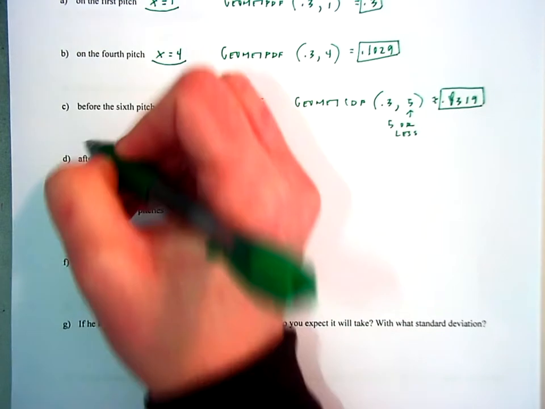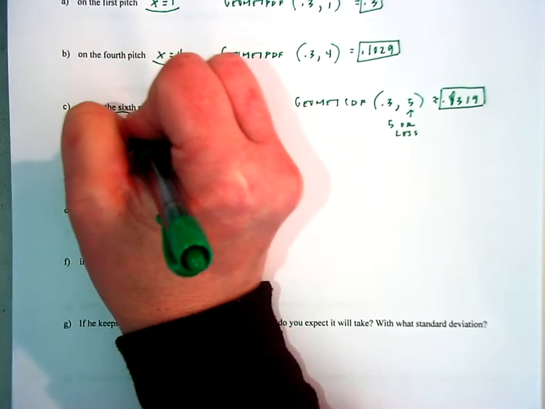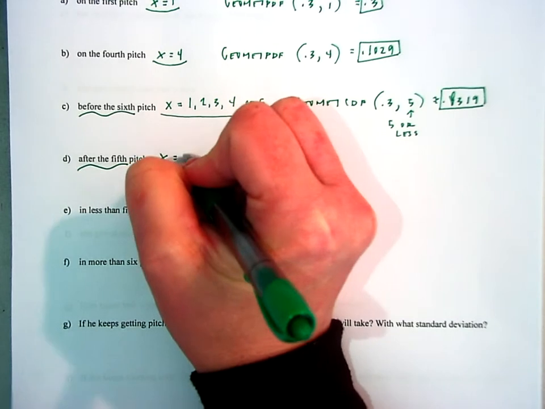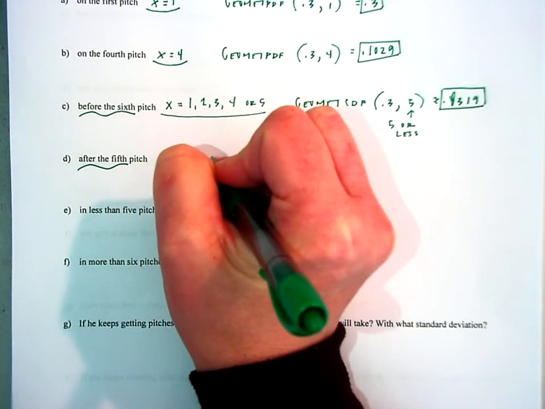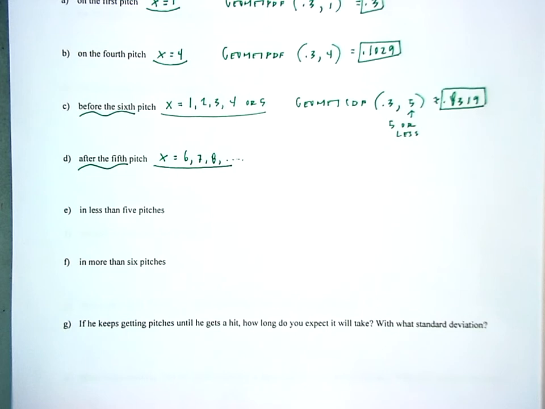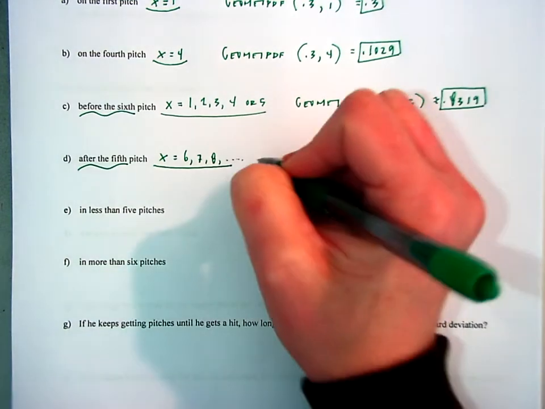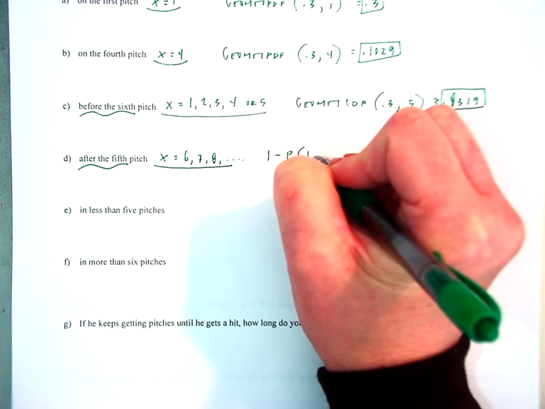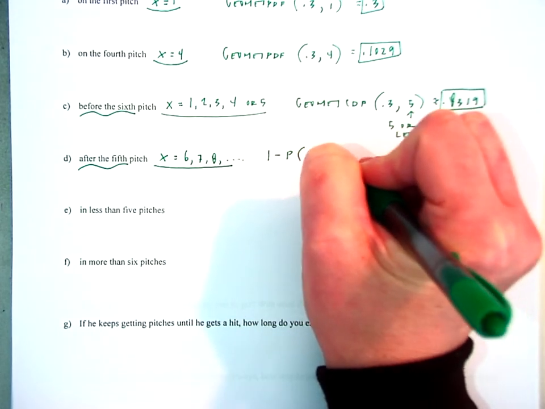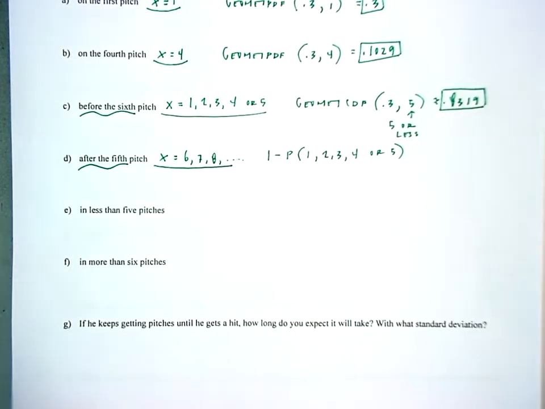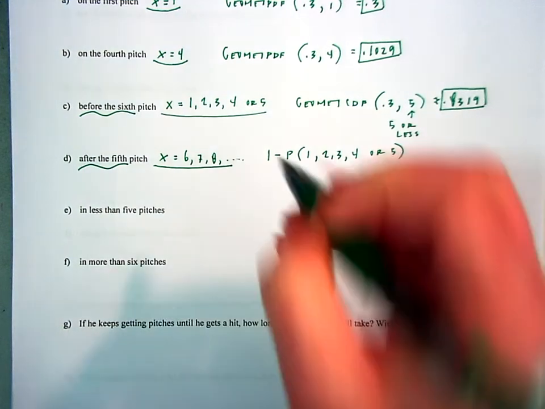Okay, after the 5th pitch, so this was before the 6th, after the 5th, well, let me define that. That means it could be 6, 7, 8, etc. So I need to go through the complement. So I'm going to do 1 minus the probability of being successful on the 1st try, 2nd try, 3rd, 4th, or 5th. And how lovely, right? That's what I just solved for. So I can build off that previous answer.